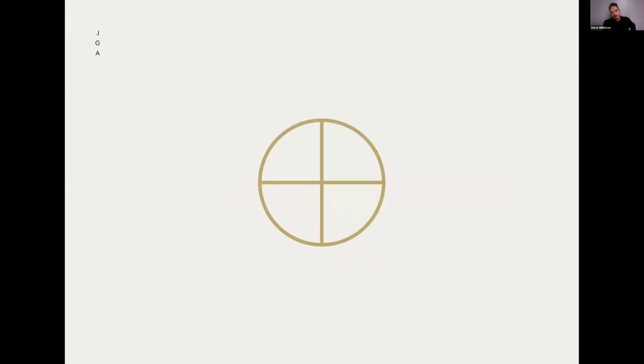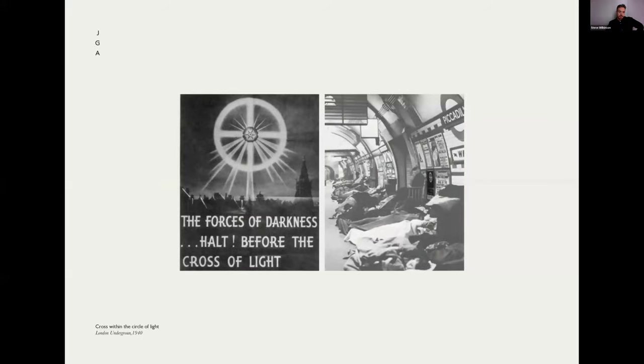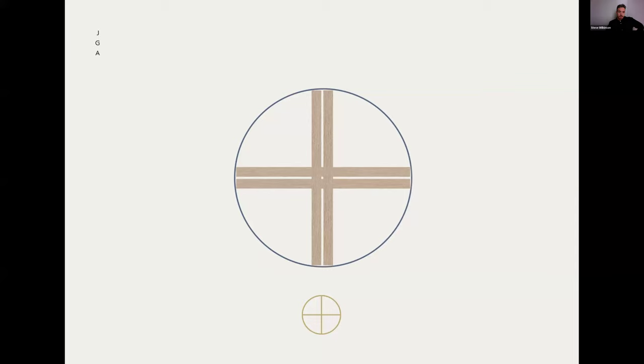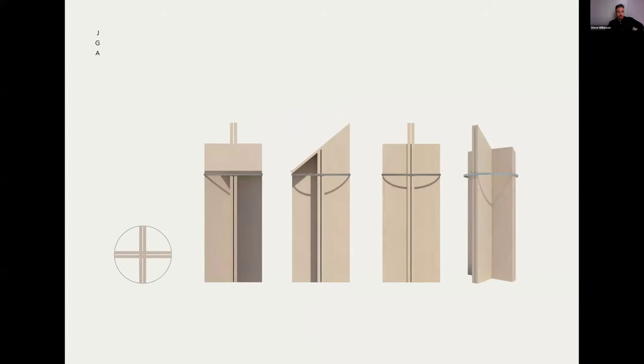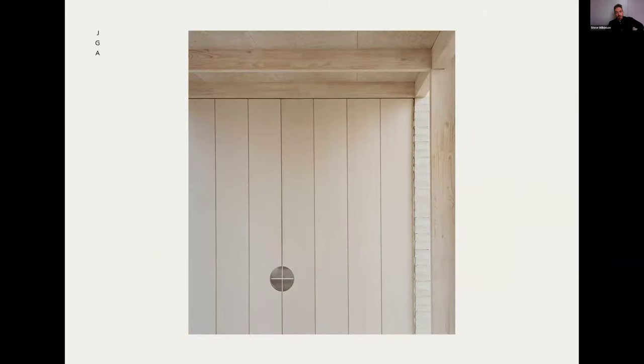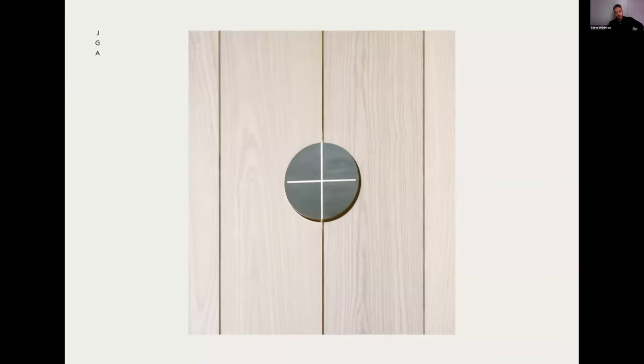And we also use the symbol used by the client, the cross within the circle. It's a repeating motif used throughout the building. You can see here where it existed on posters that they distributed on the London Underground during the Blitz. And we took it through to the design of the furniture. You can see here in the lecterns, but also in the bespoke ironmongery. So the ironmongery in the building is designed to illuminate the symbol of the cross within a polished steel circle.